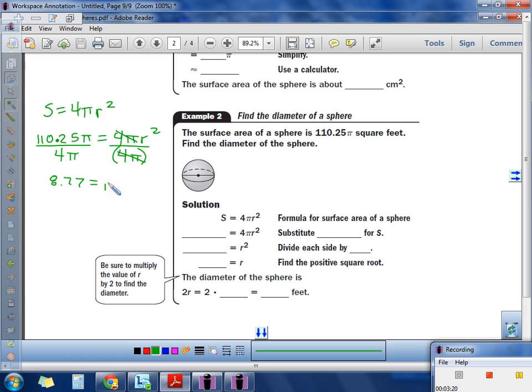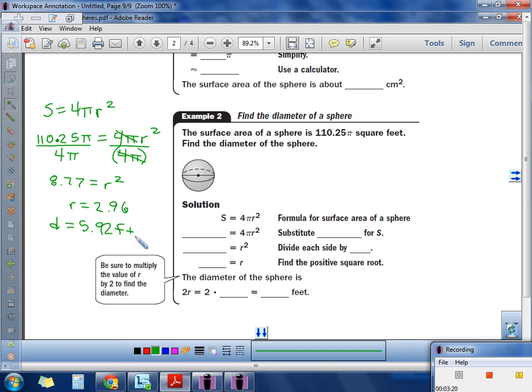8.77 equals r squared. And once again, to get rid of a squaring term, we square root it. So square root each side, and you're going to get about 2.96. That's our radius. We don't want our radius, we want our diameter. So what do you do to get our diameter? Multiply by 2. So it's going to be 5.92. And our units are feet.